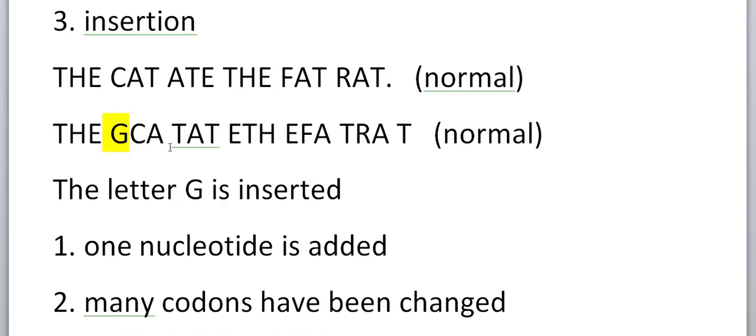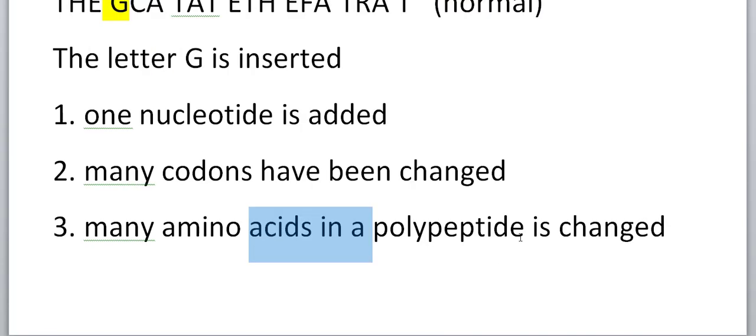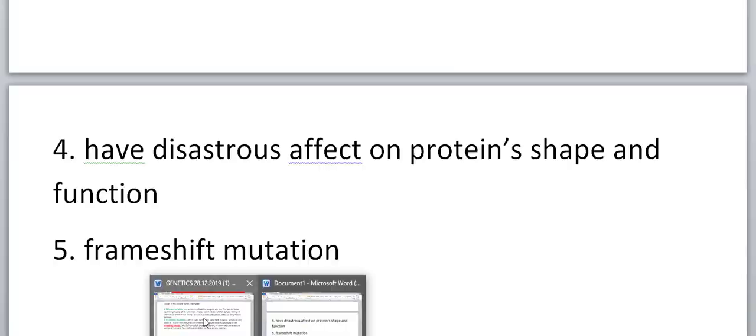Characteristic of the insertion: one nucleotide is added, many codons have been changed, and also many amino acids in a polypeptide are changed, and it has a disastrous effect on the protein's shape and function. And this is a type of mutation, frameshift mutation.